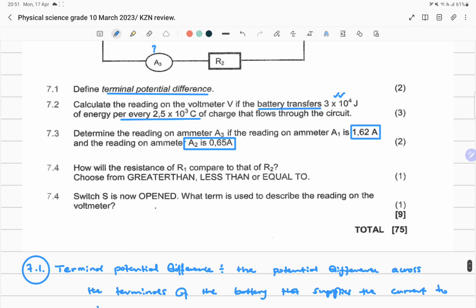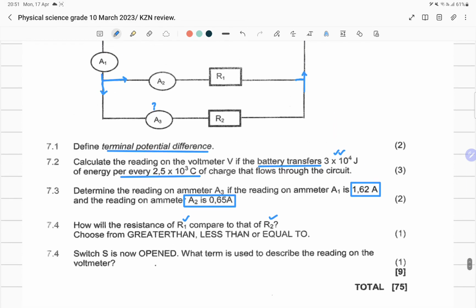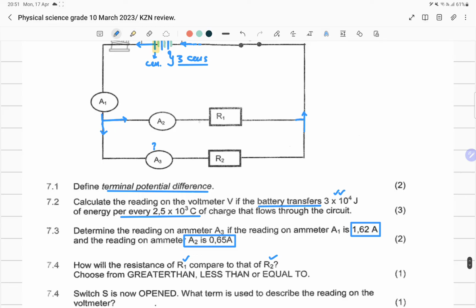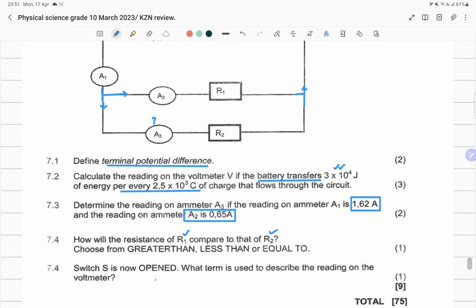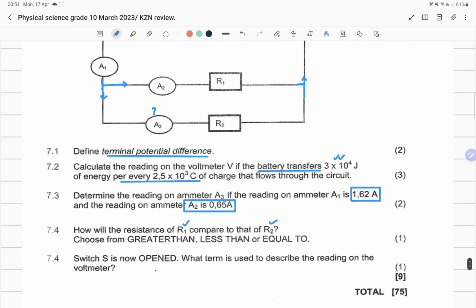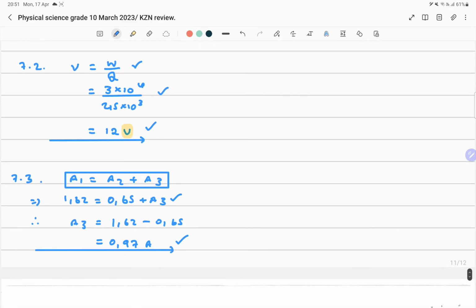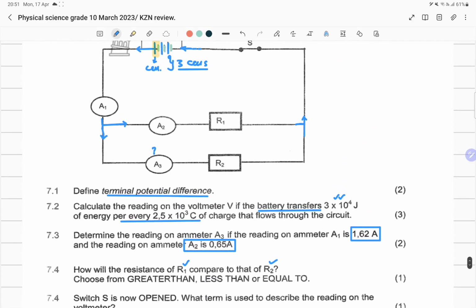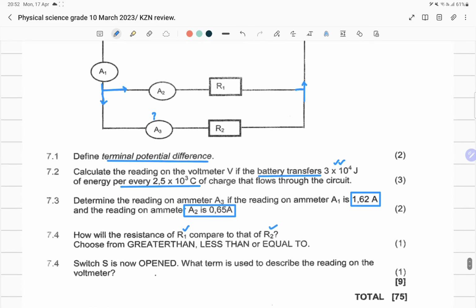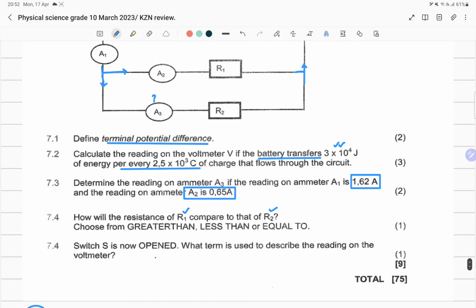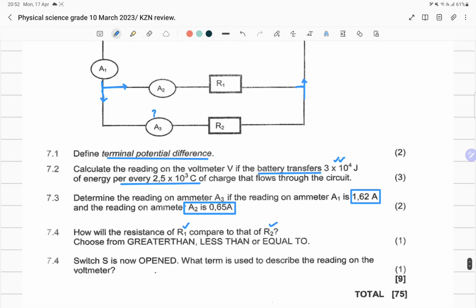Anyway, let's move on. Now it says, how will the resistance of R1 compare to the resistance of R2? Choose from greater than, less than. Remember, the greater the resistance, the lesser is the current passing through. So now let's see which one is greater. A2 is 0,65. 0,65 is less than 0,97. So it means more current is passing through R2. Therefore, it means it is of a lesser resistance than R1. So what is the question again? How will the resistance of R1 compare to that of R2? So R1 is greater than R2.